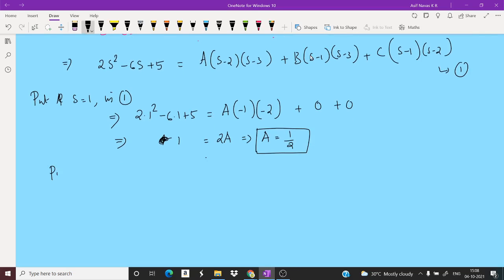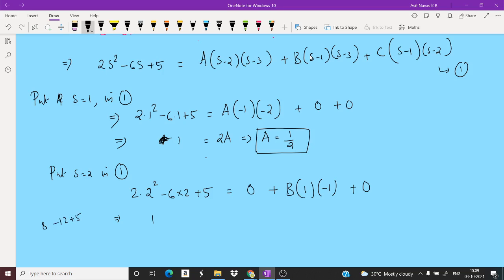Now put s equal to 2 in equation number 1. 2 into 2 square minus 6 into 2 plus 5 is equal to 0 plus B into (2 minus 1) into (2 minus 3) plus 0. Simplifying, 2 into 2 square is 8, 8 minus 12 plus 5 is 13 minus 12, which is 1, equals minus B. So B equals minus 1.